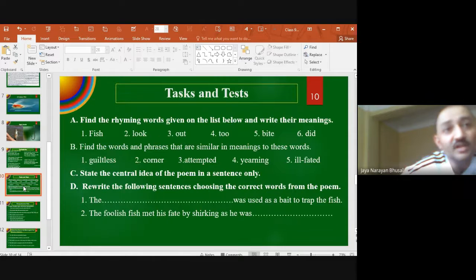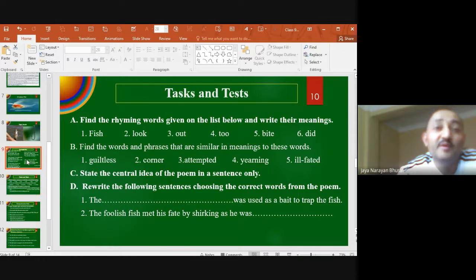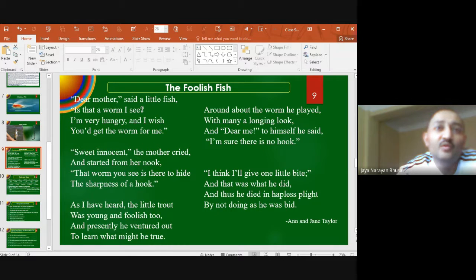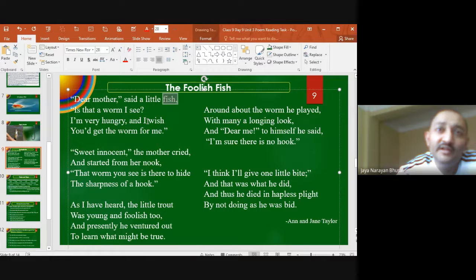Let's go to question answers. Find the rhyming words. Before that, let's see the rhyming pattern. Look at this rhyming pattern. The first line rhymes with the alternate line, the third line. So we can say alternate rhyming scheme. Let's say A, B, A, B, next C, D, C, D.